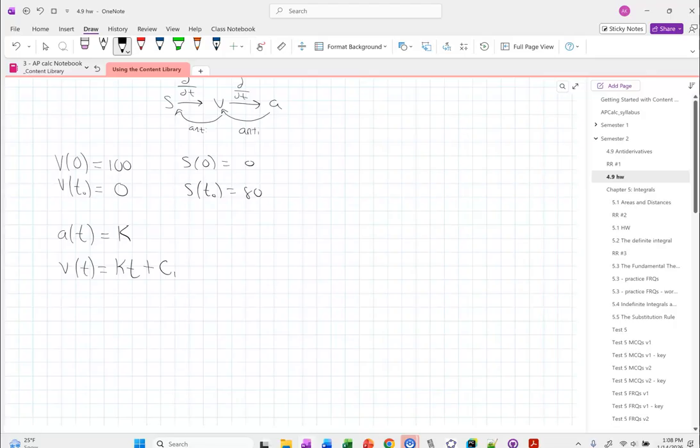So I've done that. I'm going to use v of 0 equals 100 to solve for C1. And I like that because the 0 cancels out the k there. So I got that guy. So far, so good?